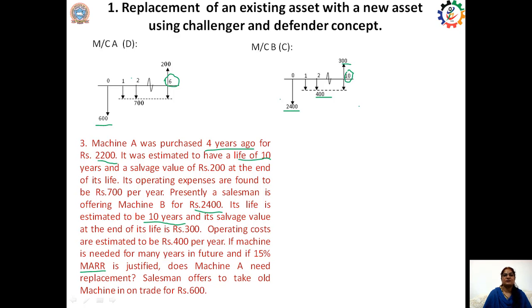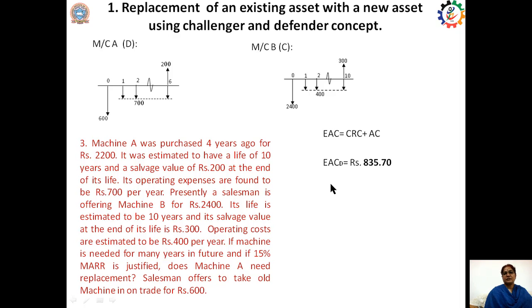For that, the cash flow diagrams are already drawn, and there is a last sentence saying the salesman offers 600 rupees to take the old machine. This 600 rupees should come here. Can you make out? So that is how this is not 2200. Present value and future values have to be considered. So let us see what is the next step.